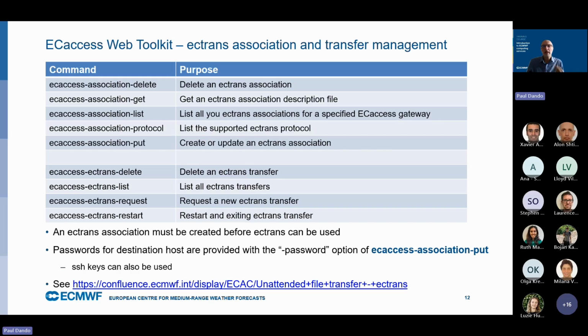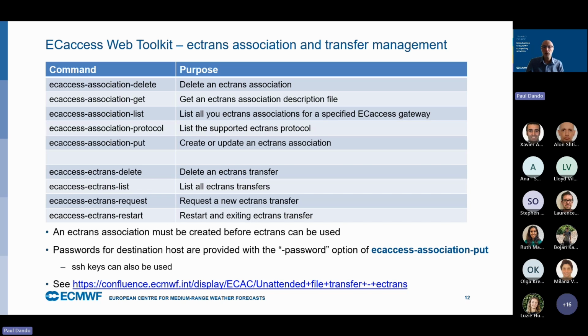And then typically you're going to need to provide some way to log in on your local system. If you're going to do that with a password, you set in the association the host and the login that you will use to send the files to, but you maybe will need to provide a password just to be able to log in as that user on that host. You do that by passing the -password option to the ecaccess-association-put command. So typically you'll have your file with the details of the association that you want to create, and then you do ecaccess-association-put with -password to create the association.